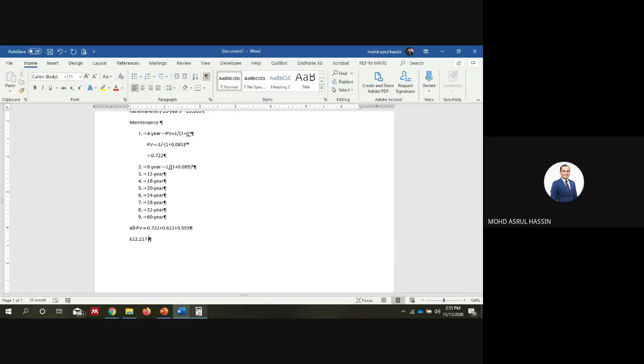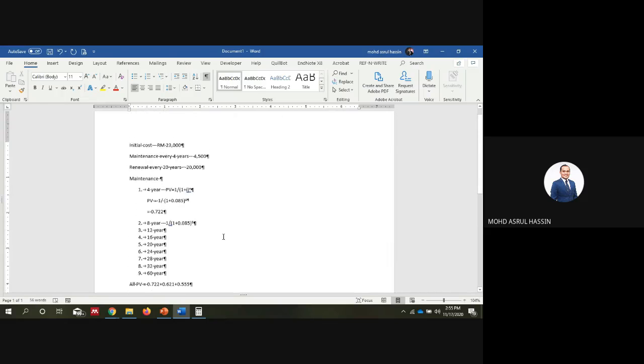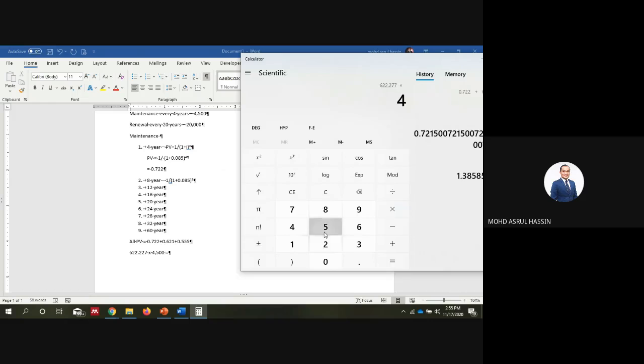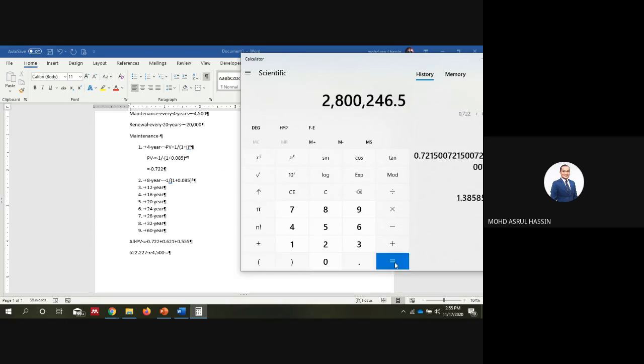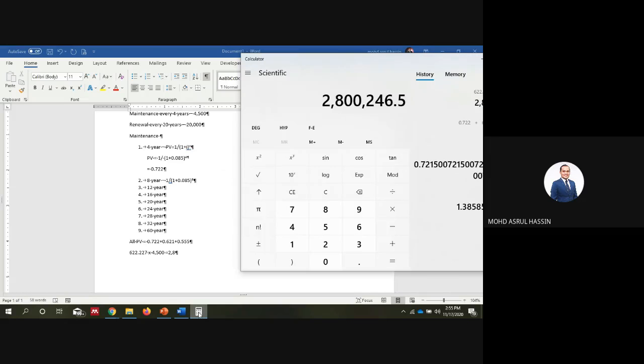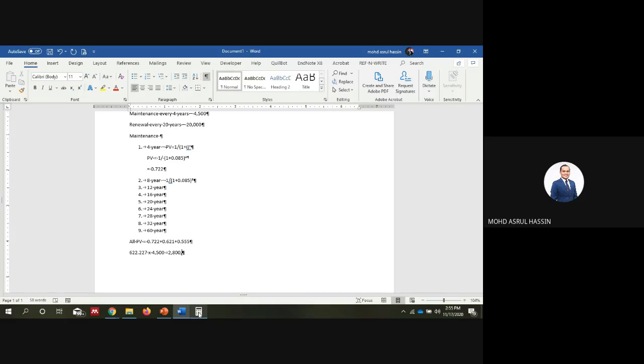Okay, so you got the 922.227, and then you time with the maintenance cost for every 4 years is 4,500. Okay, equal to 2.8 million, 246.5. Okay, so this value to be paid for the 60 years of the life of building. Okay, same also goes to the renewable energy.